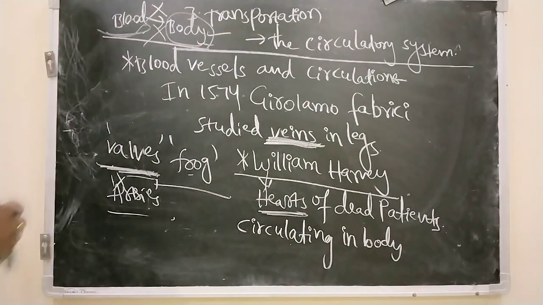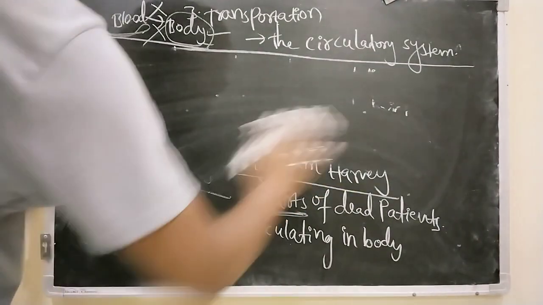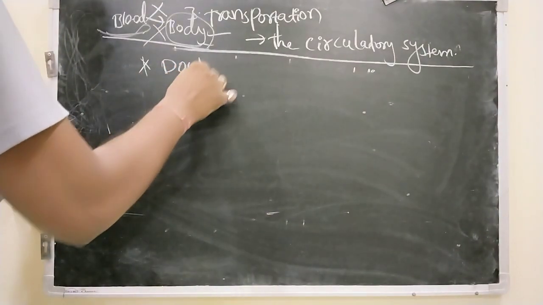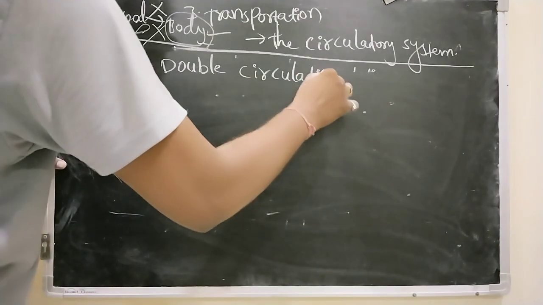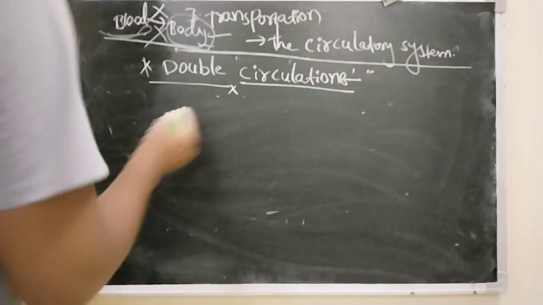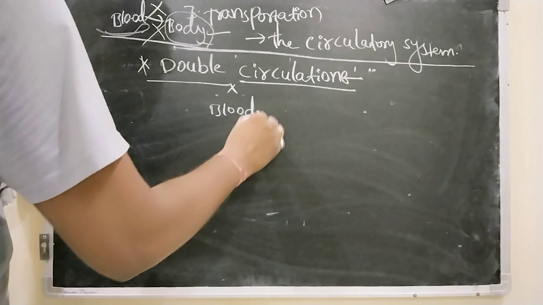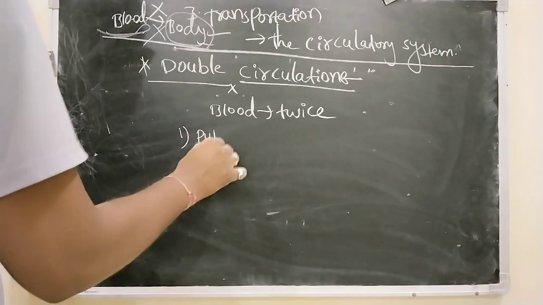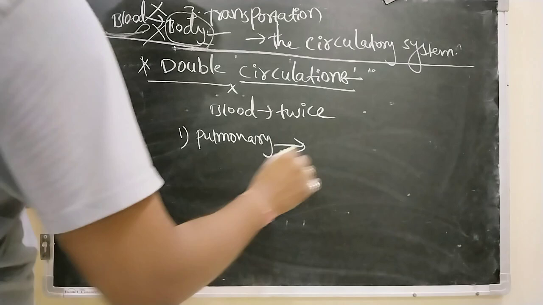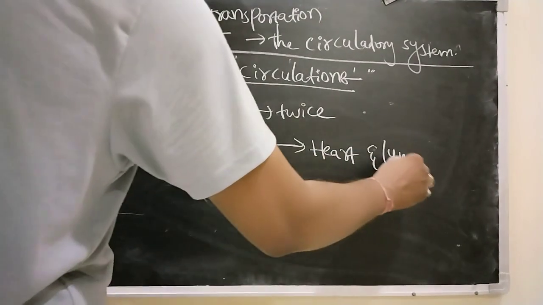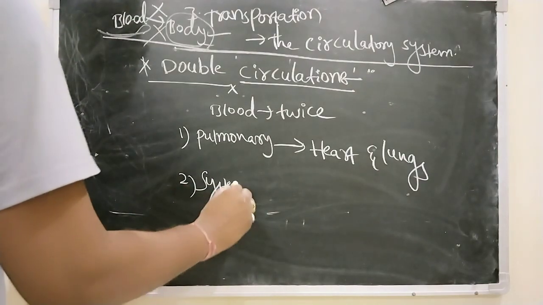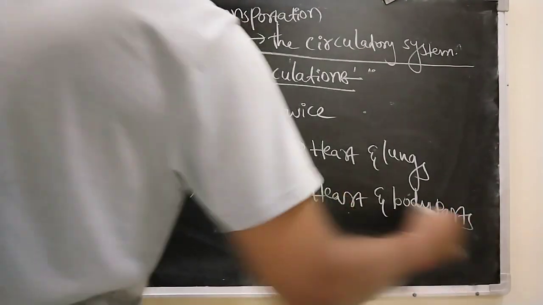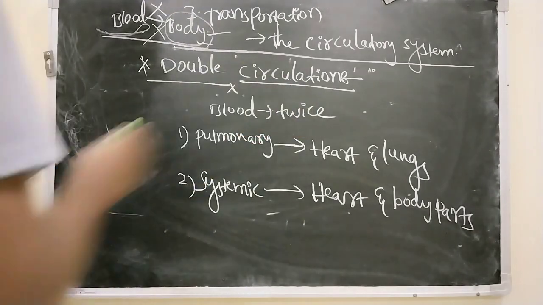And he also said that the blood circulation is called double circulation. According to William Harvey, double circulation is the circulation in which the blood goes to the heart twice. It consists of pulmonary circulation, the exchange of blood between heart and lungs, and systemic circulation, between heart and body parts. That is why this is called double circulation.